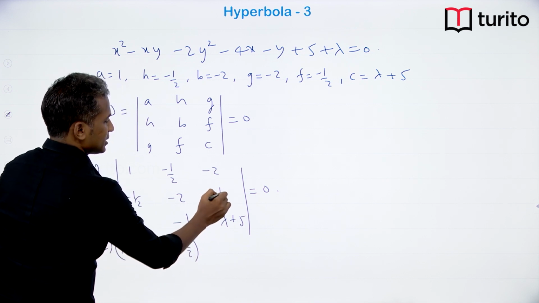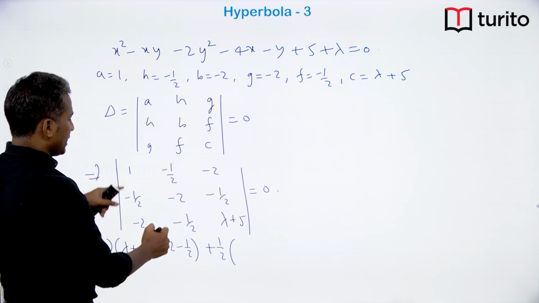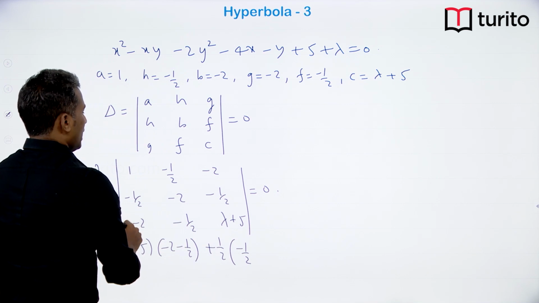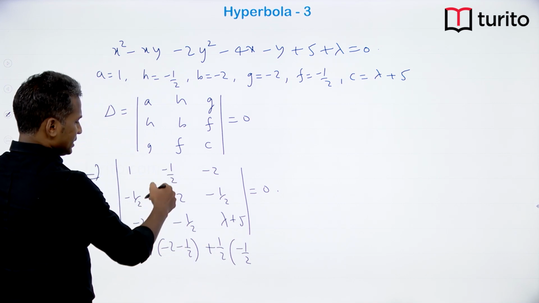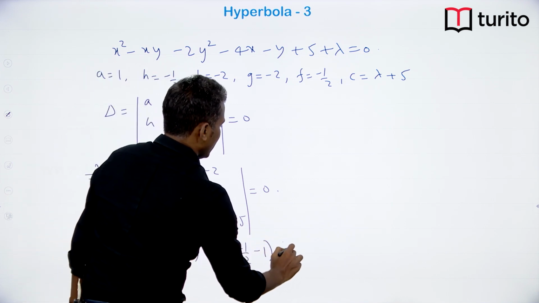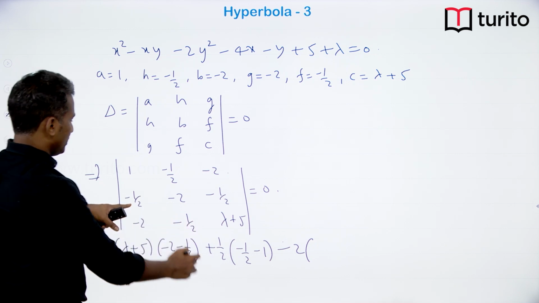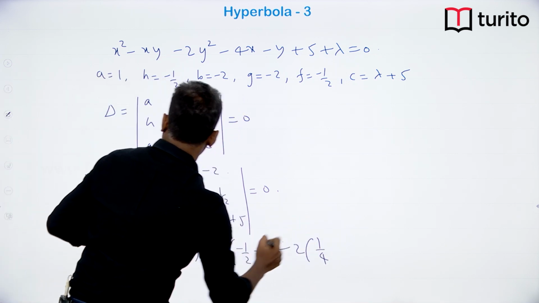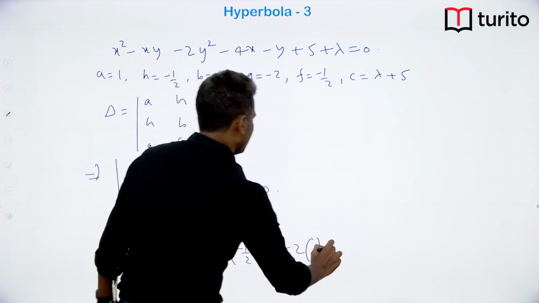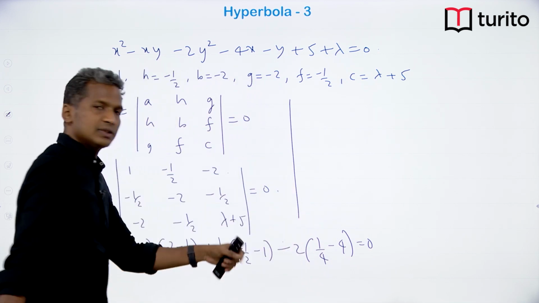Next, if I take this term minus 1 by 2, so that means 1 by 2 into what will be its minor? 1 into minus 1 by 2 minus 1 by 2, and here minus of this term, so it becomes minus 1. Similarly, when I take this term which is minus 2, so again we need this minor which is going to be 1 by 4, and here again minus into minus it becomes plus, again there is one more minus, so it becomes minus 4. This must be equal to 0, we just have to simplify this.